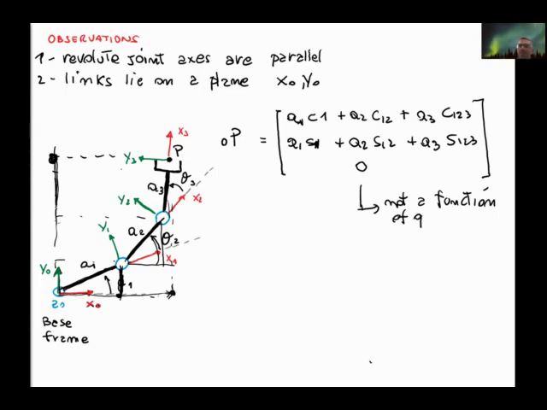Then the orientation: how is frame 3 oriented with respect to frame 0? You know about that.